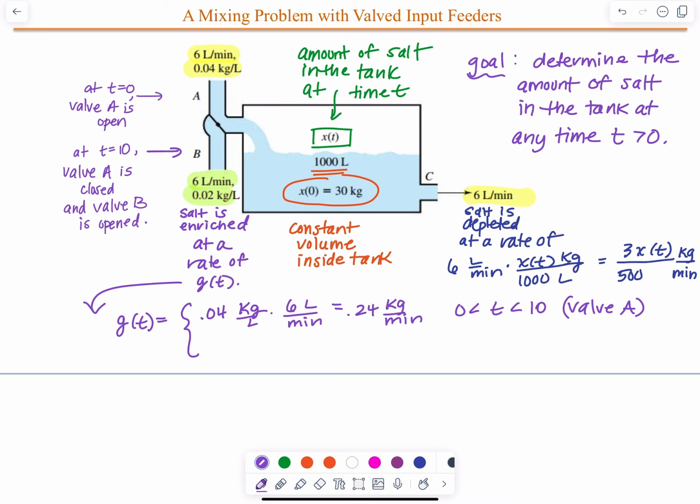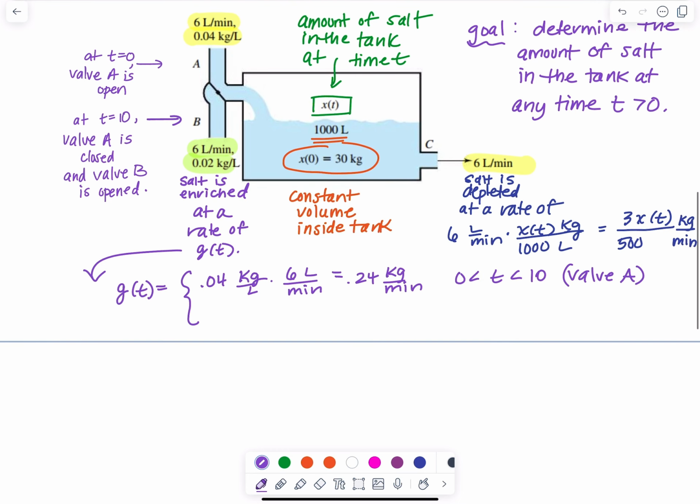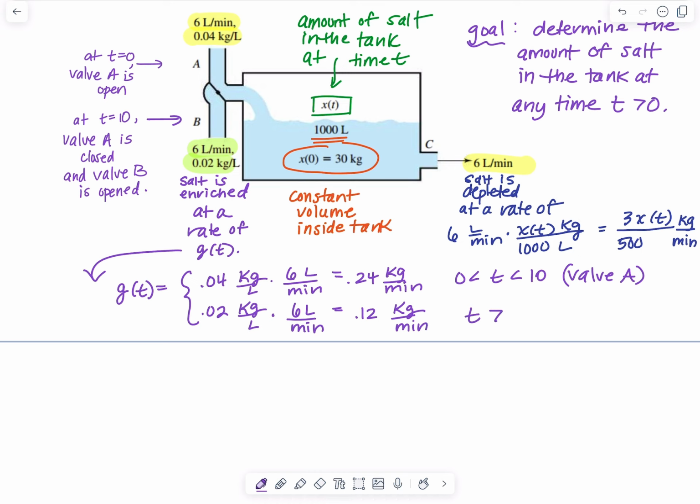Okay, let's do the same for valve B. So we have 0.02 kilograms per liter. You can see that right here, times 6 liters per minute. And we have 0.12 kilograms per minute enriching the tank for any time t greater than 10. And that is valve B.